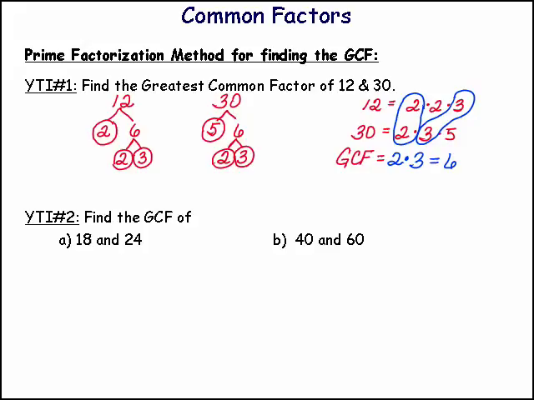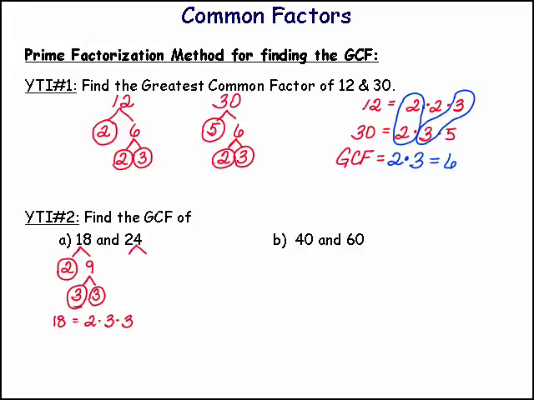Okay, so let's find the GCF of 12 and 24. Now that we've got our prime factorization method down, let's use that. Okay, so 18. What two numbers multiply together to give you 18? Well, you could use 2 and 9, noting that 2 is a prime number. Now 9 is 3 times 3. So 18 is equal to 2 times 3 times 3. That's your goal, to write down the prime factorization of each of these numbers.